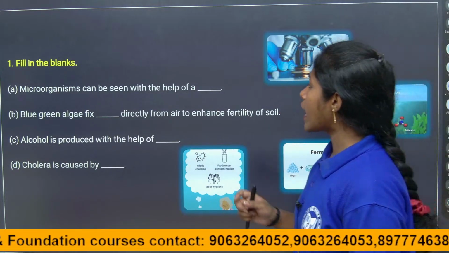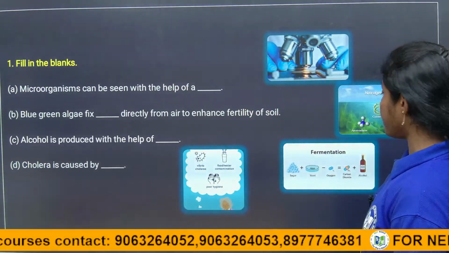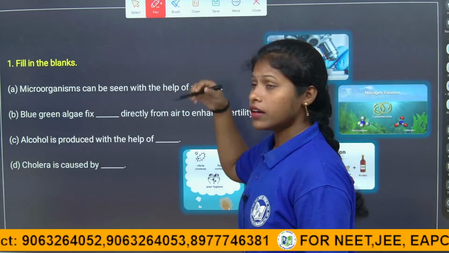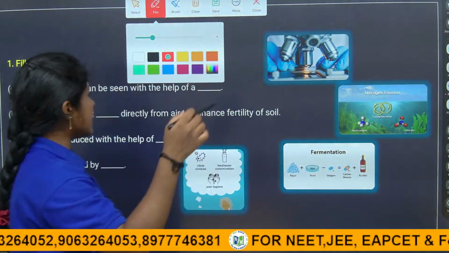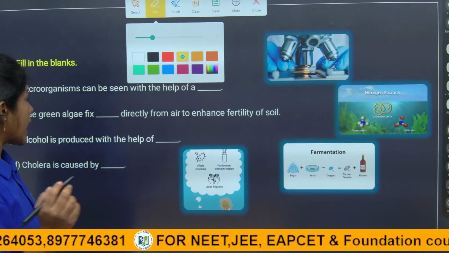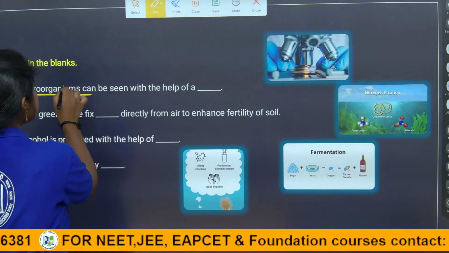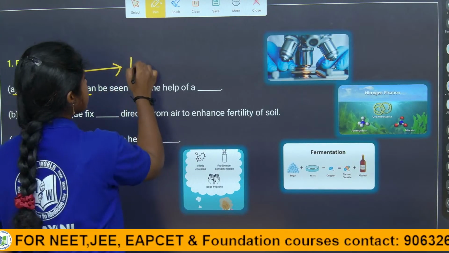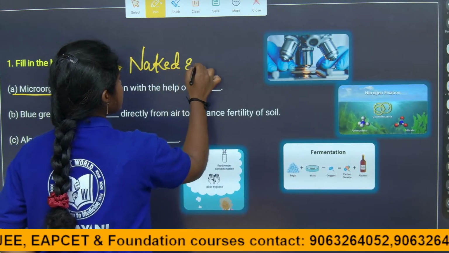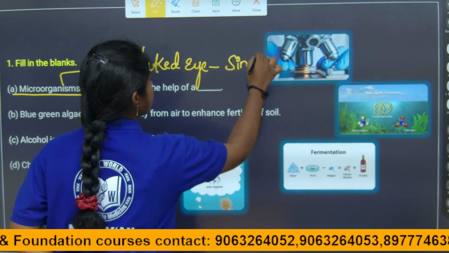Microorganisms can be seen with the help of what we studied, children, while studying microorganisms. Can they be seen with the naked eye? No, microorganisms cannot be seen with the naked eye, because they are single celled organisms, right? They are single celled organisms.